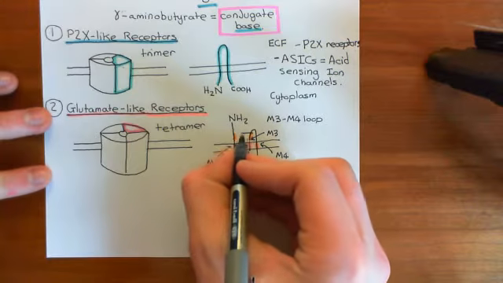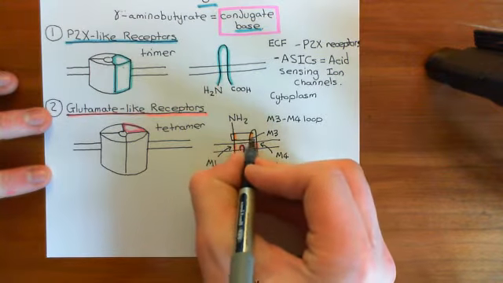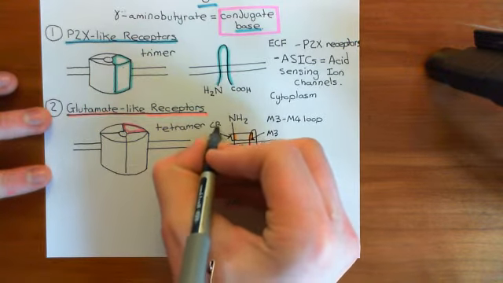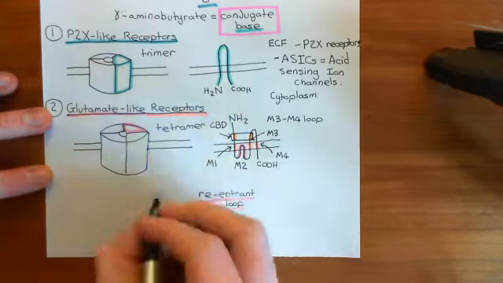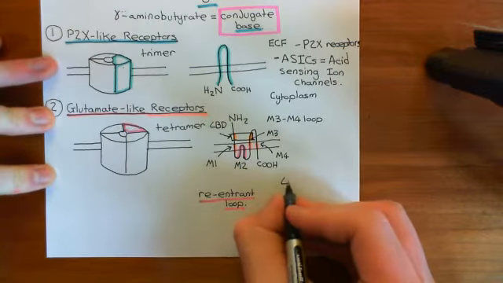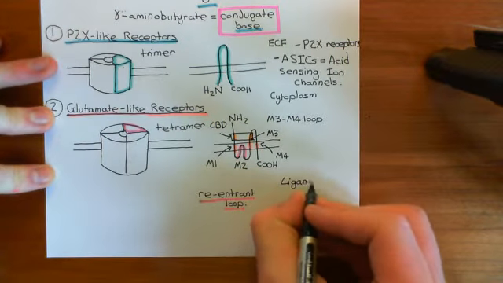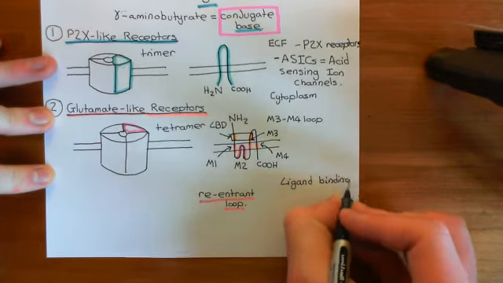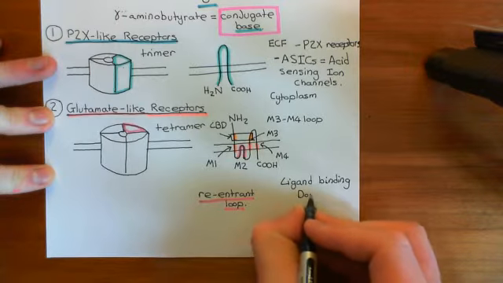And these two portions together make up the ligand binding domain, which for lack of space I'll just abbreviate to LBD, but that stands for ligand binding domain. So this is where these subunits of glutamate-like receptors are going to bind to their ligand.